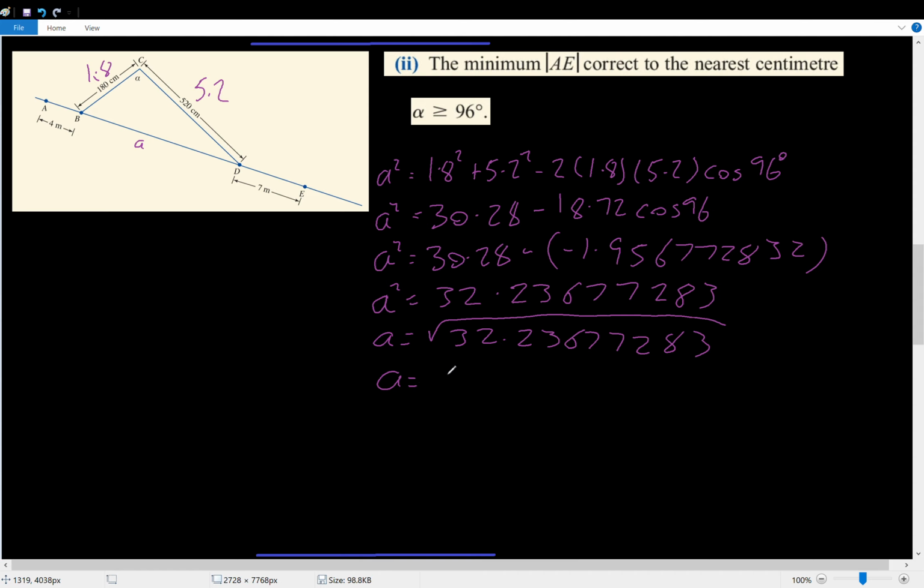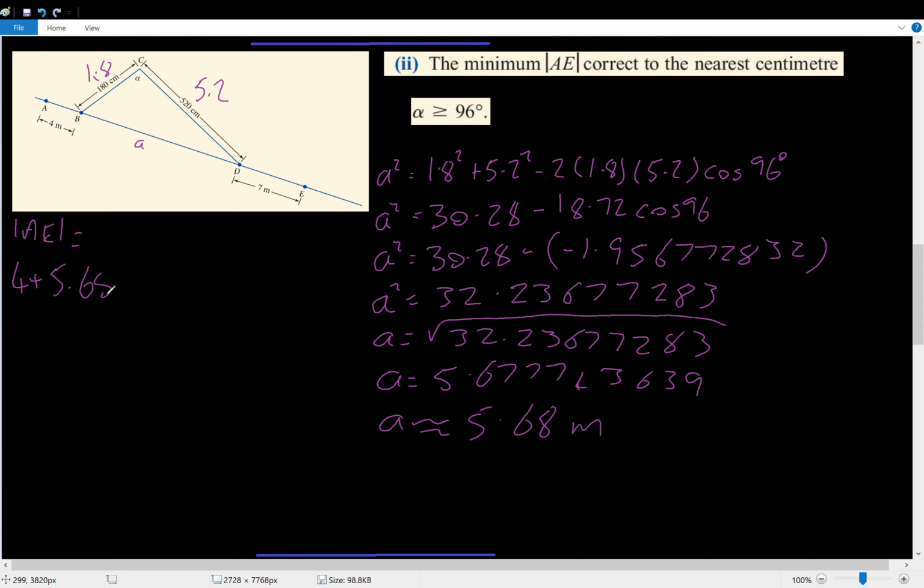So A is equal to 5.6777433639. So A is approximately 5.68 meters, which means that the minimum for AE in this question is going to be 4 plus 5.68 plus 7, which is going to be 16.68 meters, or 1,668 centimeters, if you know the way to present that. So that's how that would work out.